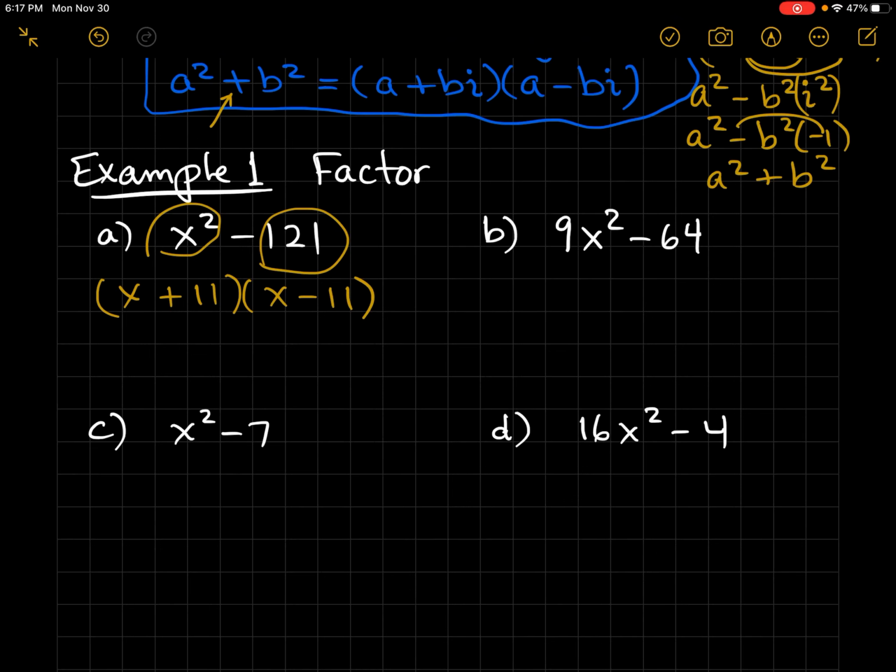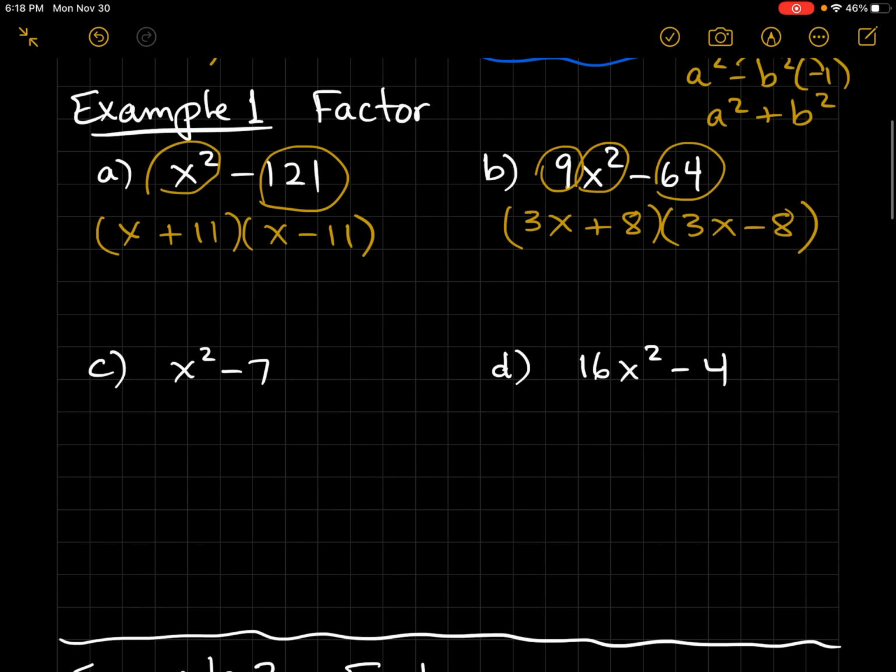Now, let's go to part B. We check to see if there's a GCF. Let's see, 3 goes here, but not here, so no GCF. So continuing on, we look for the square root here and the square root here. So that's 3x. The square root here is 8. So we do one plus and the same thing, but with the minus sign. And it's just that easy. We have the first power on both of our x's.